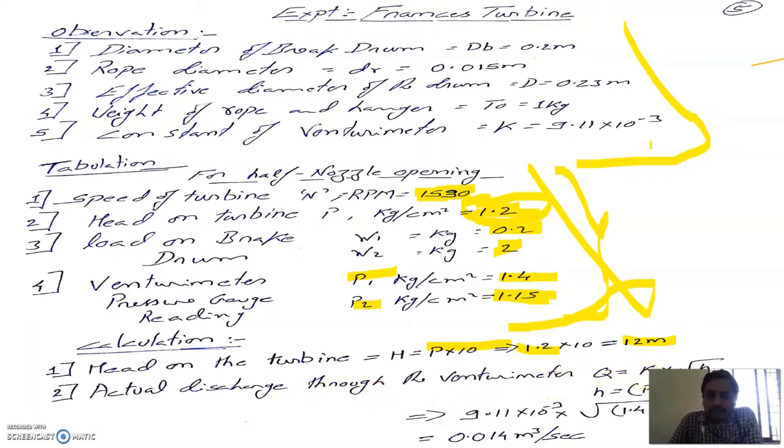That is K into under root H. So what is H? H is nothing but (P1 minus P2) into 10. So that I have substituted here. I got a P1 value as 1.4 and the P2 value as 1.15. So using that I calculated the actual Q, the actual discharge.